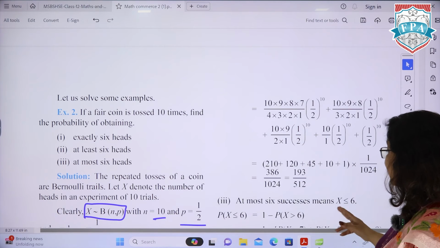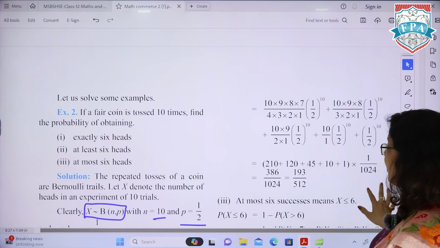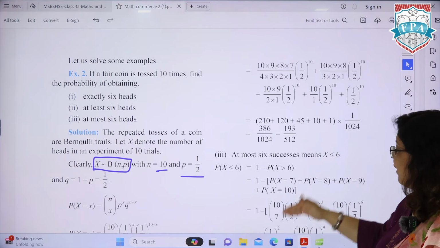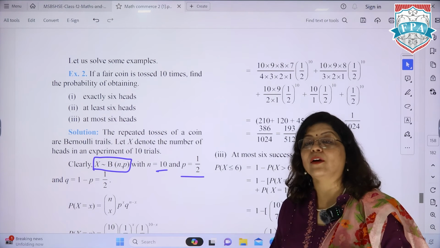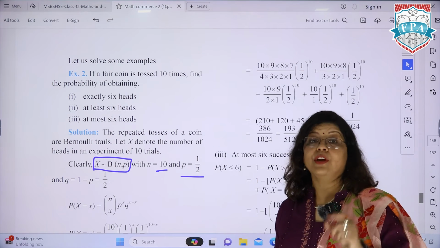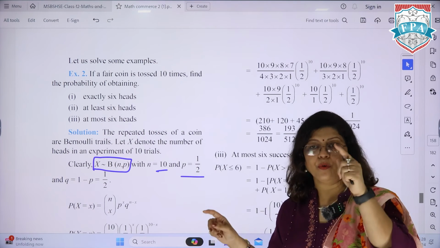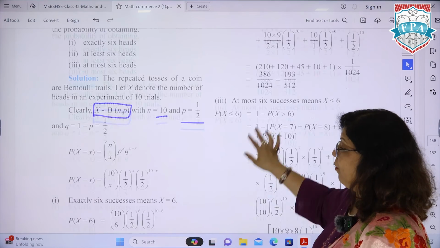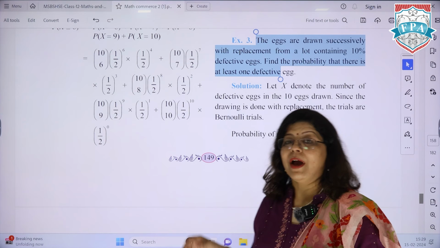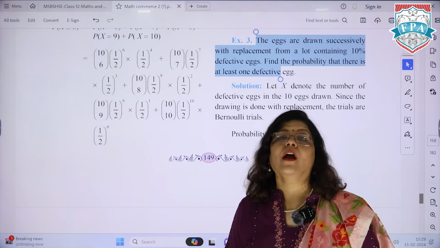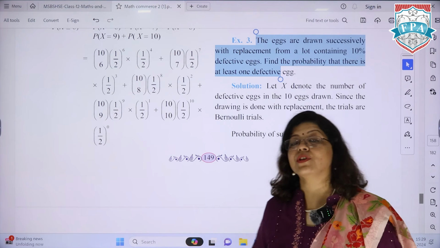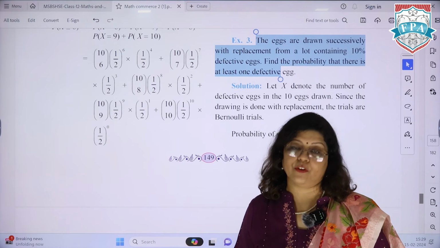At most 6 successes means 1 minus P(X greater than 6). We have already calculated the greater than 6 values. You can directly use them. No need to calculate it again if you have done it in the same question. You can just write a note on the side that this is taken from the calculation above. So in this manner we can calculate the binomial distribution.